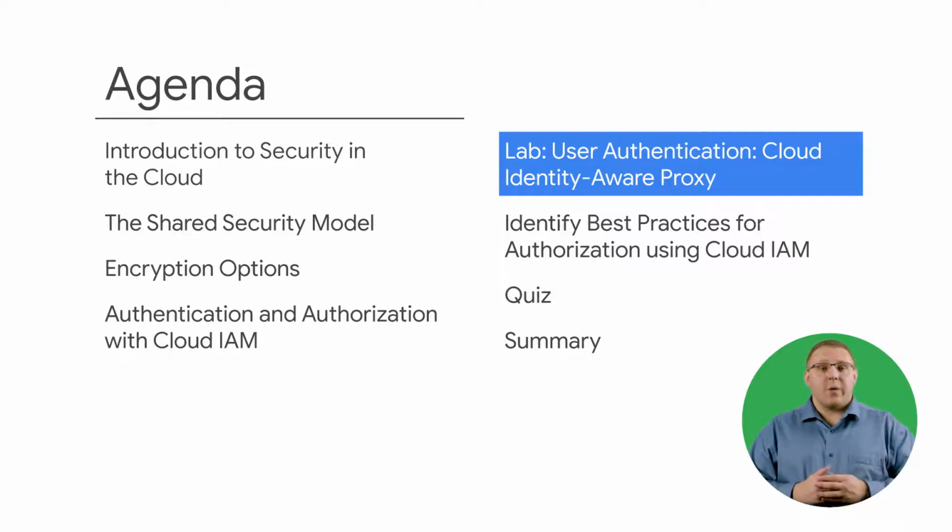Cloud Identity Aware Proxy, or Cloud IAP, is a resource that can be used to set up authentication to HTTPS-based applications without the use of VPNs. Following an overview of Cloud IAP, you'll complete a lab where you'll get a user authentication setup using Cloud IAP.